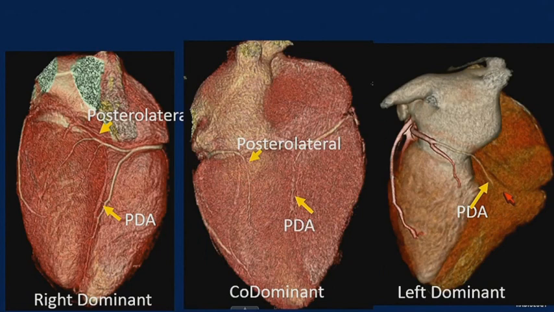The co-dominant system is described in multiple ways. You might have two PDAs coming off, one from the left and one from the right coronary artery, or you can have one vessel giving off the PDA, the other giving off the posterolateral branch. So as in this case, you can see that the right coronary artery is giving the PDA, but doesn't quite continue beyond it, and the posterolateral branches are coming off the circumflex. Also, you can see how these two vessels are very well balanced in terms of caliber compared to the other two examples of right and left dominance that we just saw.